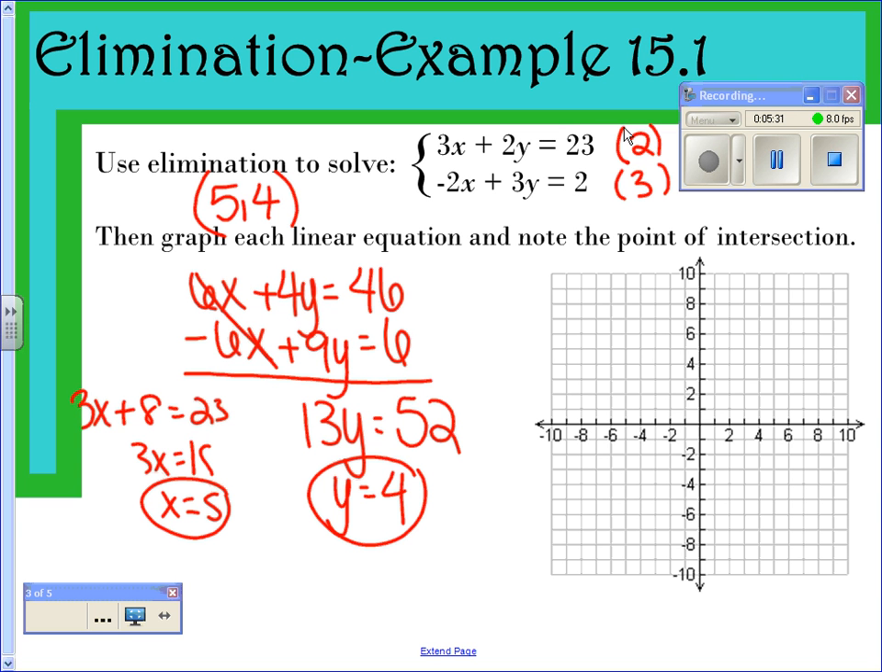How do you graph a line? Y equals, yeah. We're just graphing the lines. Get it into y equals mx plus b for each of them.